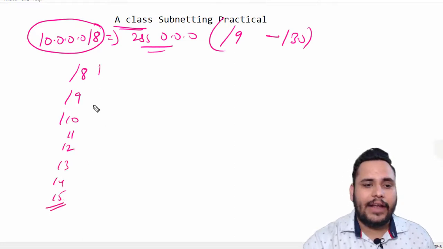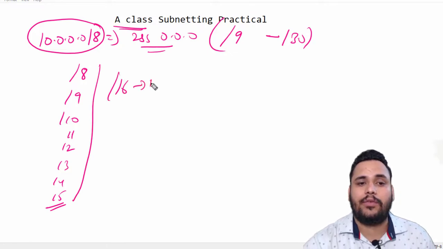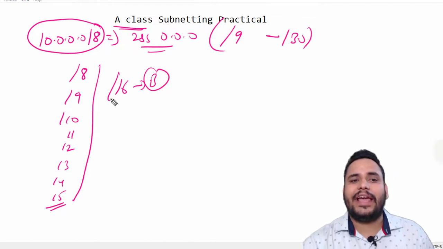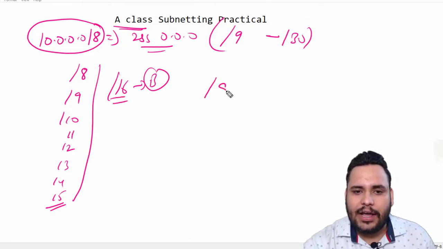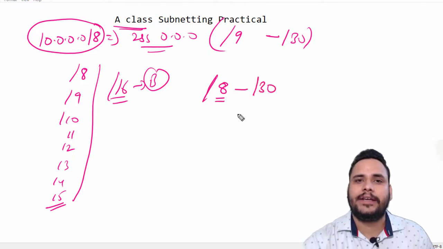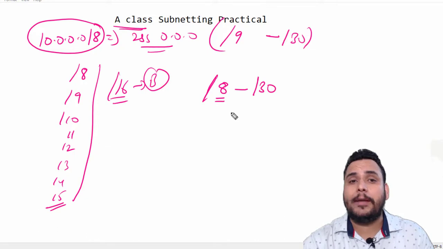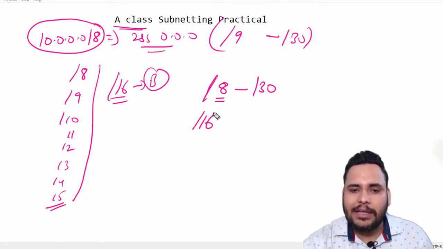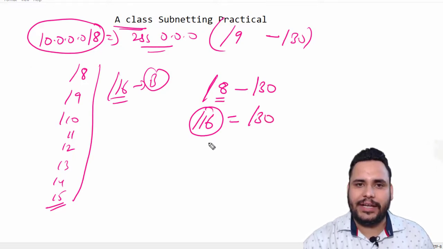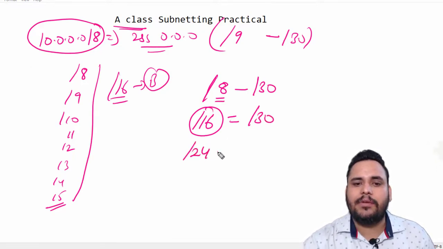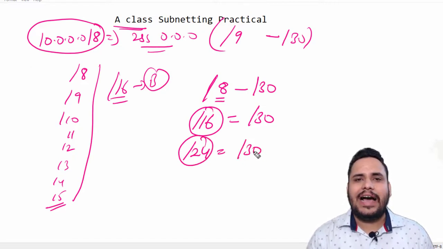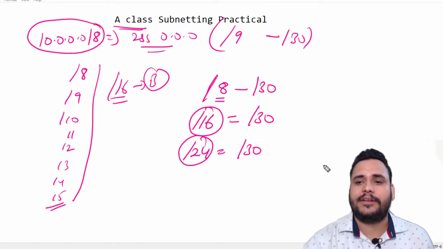Now you are thinking that after 16, we have to start with B class. But it is not compulsory. If you are using A class, you can start your IP address and subnet mask from /8 to /30, because there is a huge range of IP addresses. In B class, the minimum subnet mask is /16 and the maximum is /30. And in C class, the minimum value is /24 and the last is /30. So in A class, we have so many options.